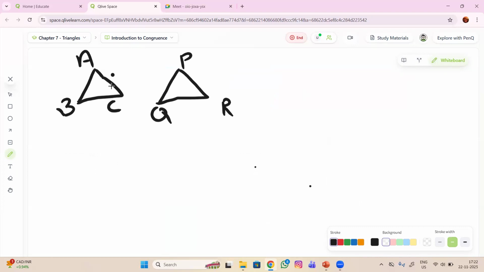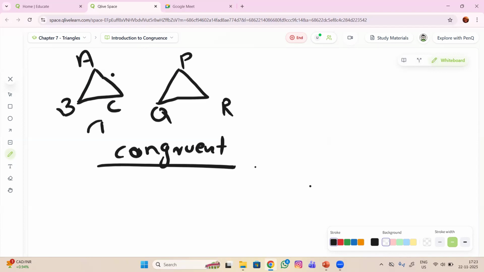But there are some criteria that decide the congruence of triangles. What is the main thing that decides when two triangles are said to be identical or congruent? So look at this figure. I named this figure 1 and this figure 2. Look at these figures carefully.